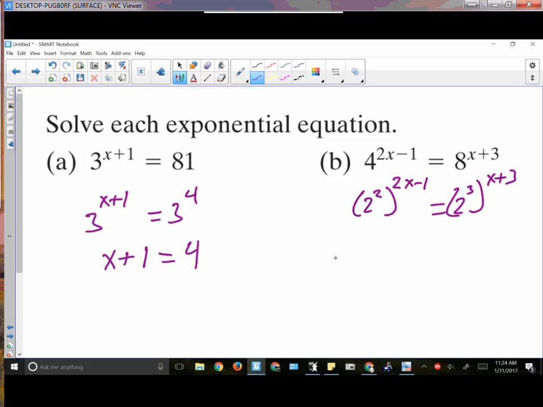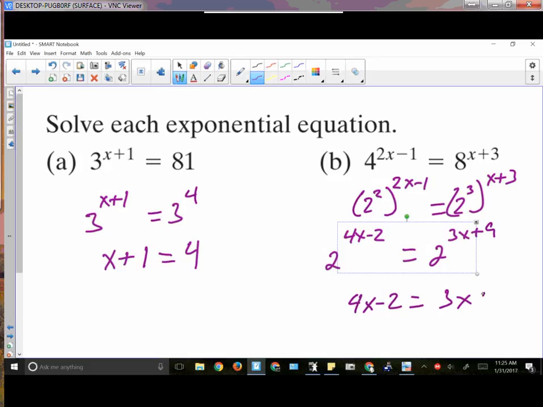So now I could rewrite this as 2, and this gets distributed, so that would be 4x minus 2 is equal to 2 to the 3x plus 9. Can we go through and solve for x now? Yeah. We know that 4x minus 2 is going to be equal to 3x plus 9. We can just go through and do the solving. So that's one way of dealing with that.